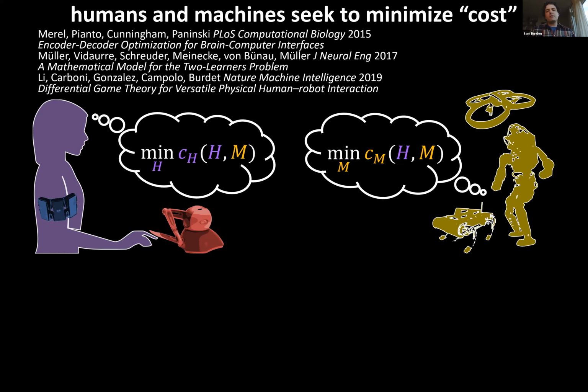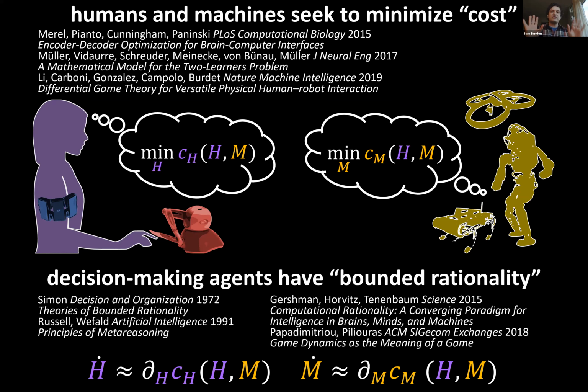And then the other main modeling assumption or point I want to make is that I don't want to assume that either of these agents can globally optimize and get the absolute best thing in all circumstances.